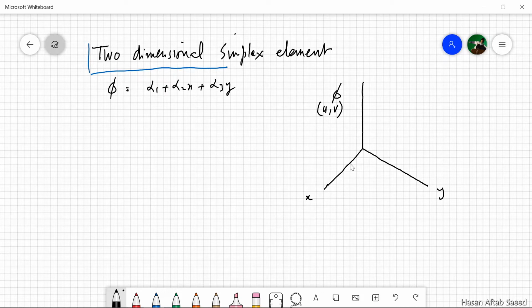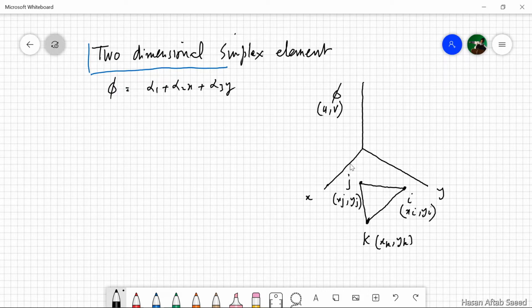Now the element, which is an area element in this case, and the shape is triangular. It is in the xy plane because we're talking about a 2D element here. This is the i node, this is the j node, this is the k node. We have 3 nodes here, and the coordinates are xi, yi, xk, yk, xj, yj.